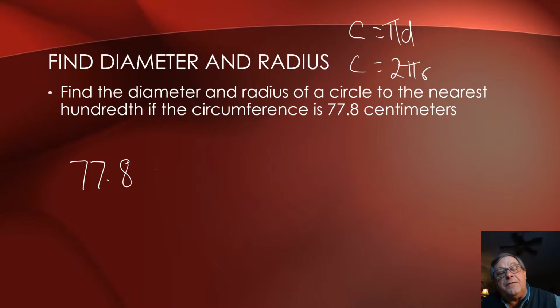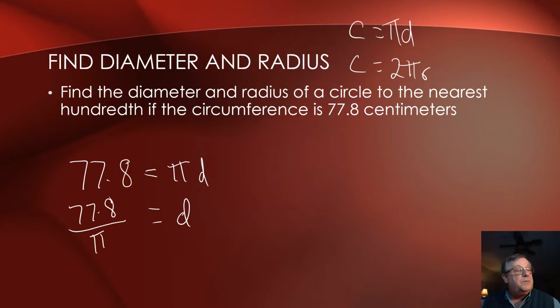77.8, and we can find the circumference by multiplying pi times the diameter, well, then we could find the diameter by dividing the circumference by pi. Just a simple algebraic thing. We want to find the diameter, so we want to isolate that variable representing the diameter. And let's see, that circumference is in centimeters as well.